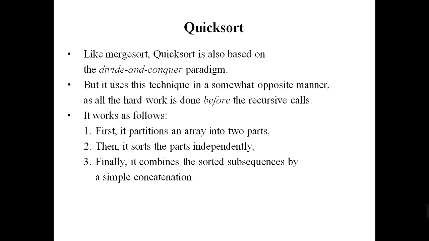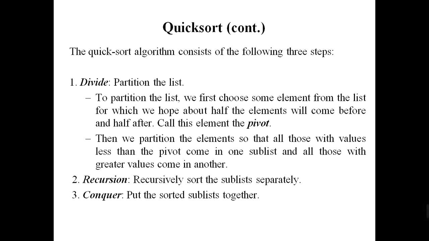First, it partitions an array into two parts. You divide the elements into two parts. Then it sorts the parts independently. Finally, it combines the sorted subsequences by a simple concatenation. After that you combine the values. The quick sort algorithm consists of the following steps.